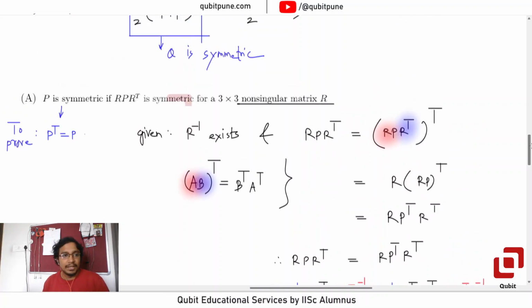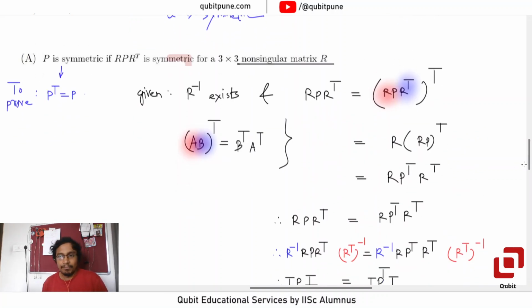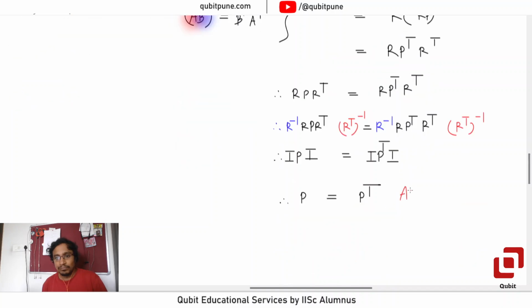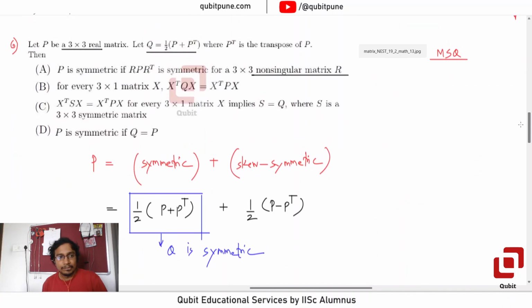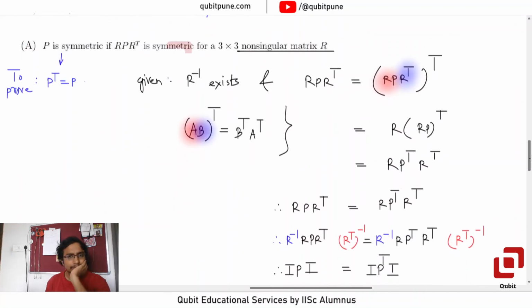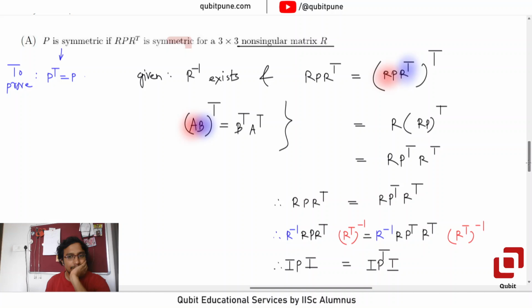Is option A correct? Yes. Have you understood this? Yes, sir. Any doubt in option A? Sir, why did you pre-multiply by R inverse and post-multiply by R transpose inverse? Because we wanted to get rid of R at the end.